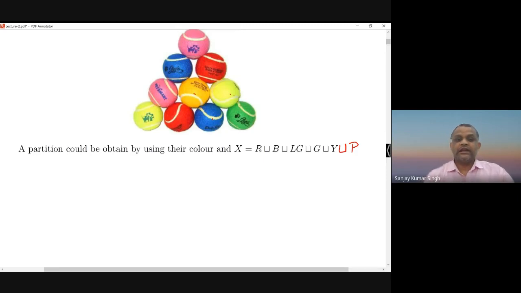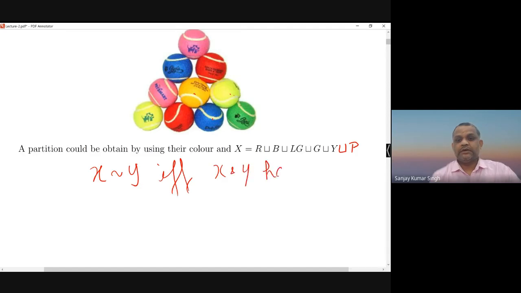And I can also write it in a nice way. I can say two balls are related, suppose X and Y are two balls, if and only if X and Y have the same color.